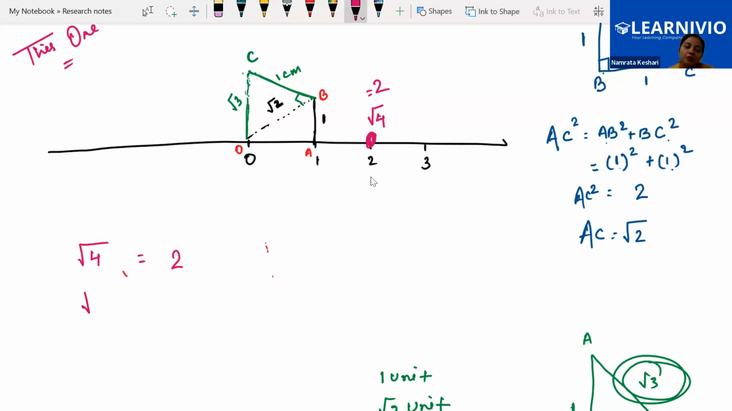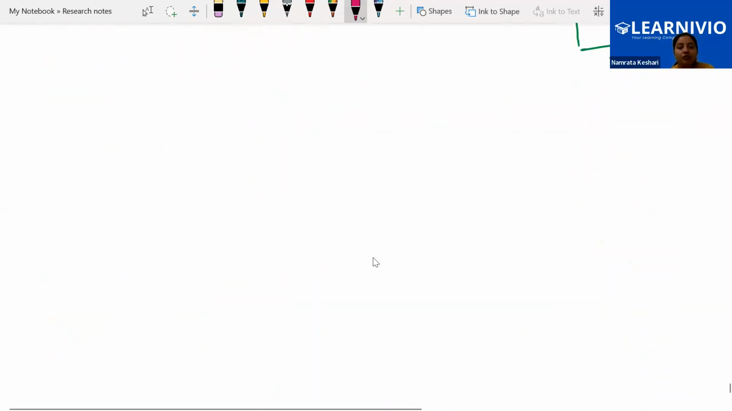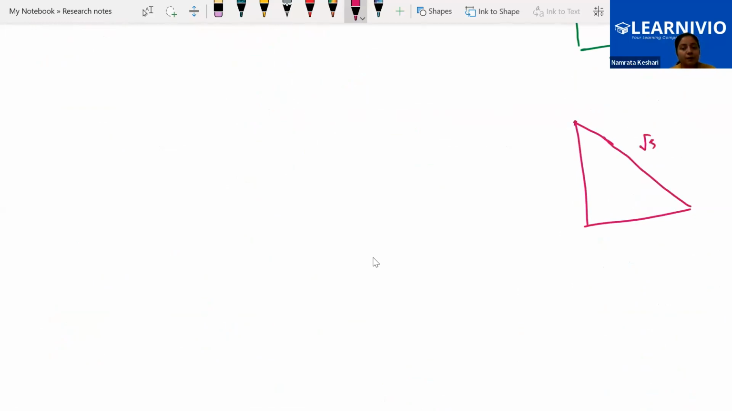When you have to plot root 5, then what will you do? Let's see in our rough diagram how we will be getting root 5. We need root 5 over here. So what can be done? Any idea?